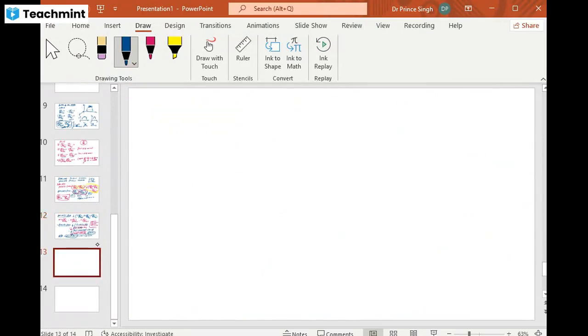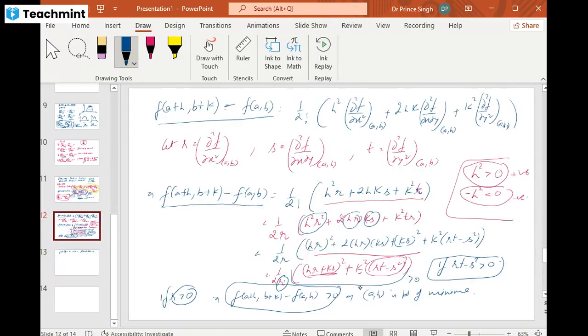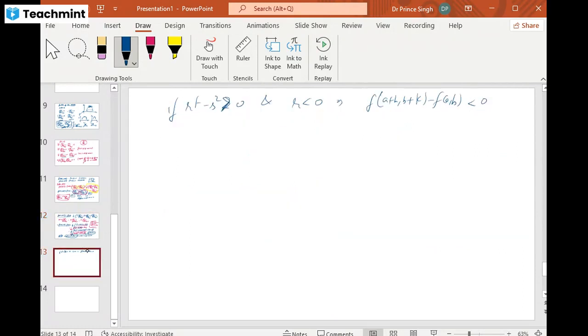And if RT minus S square is greater than 0 and R is less than 0, it means f of a plus h, b plus k minus f of ab is less than 0, right? Because this term is already positive. If R is less than 0, this difference is less than 0. It means that AB is the point of maxima.